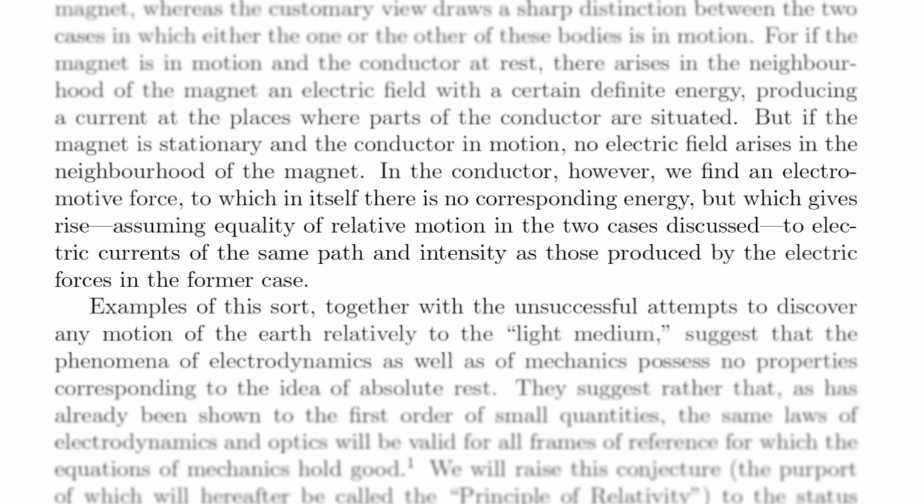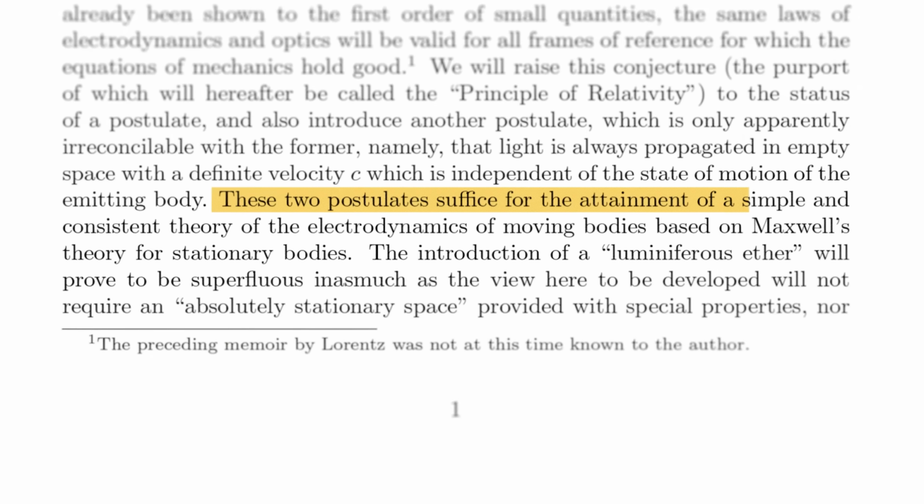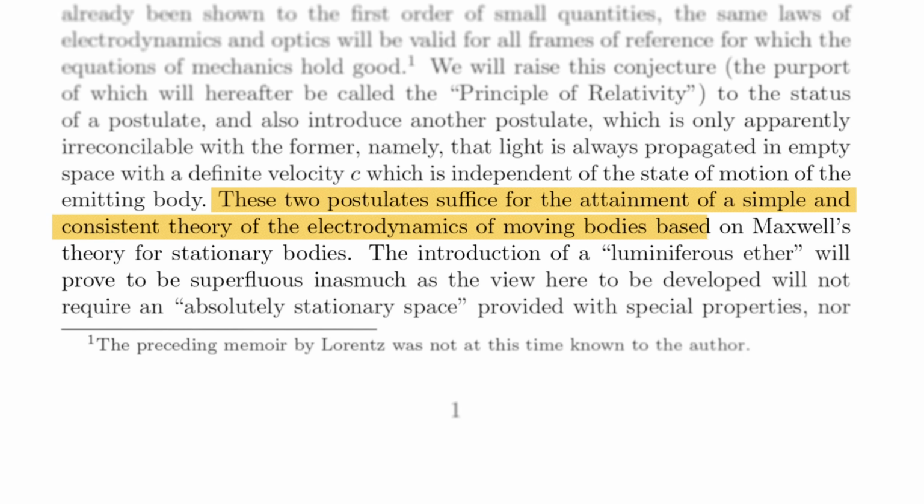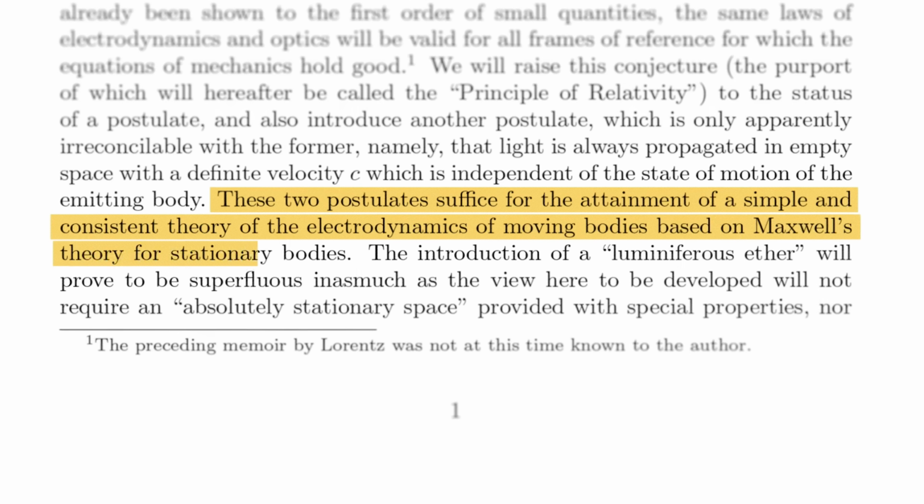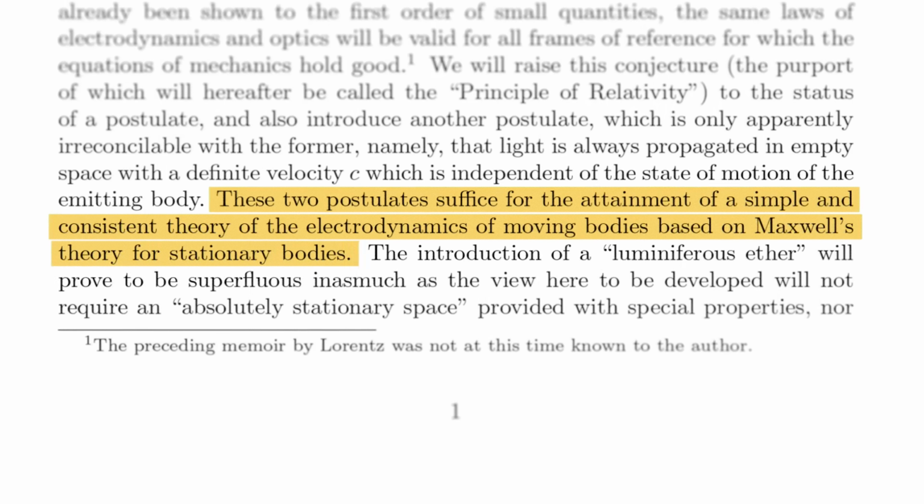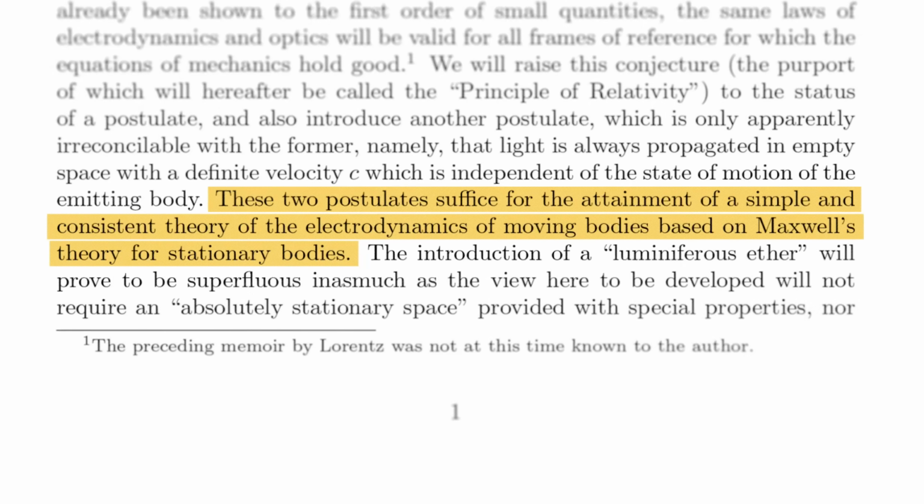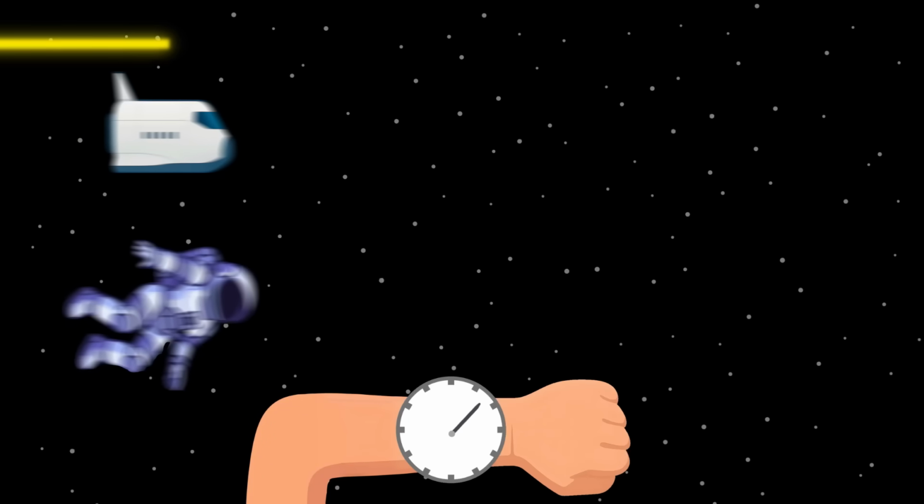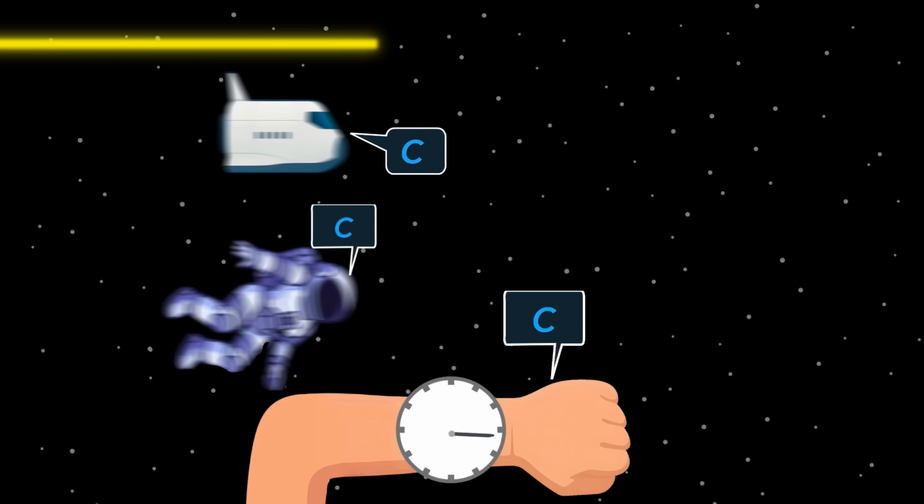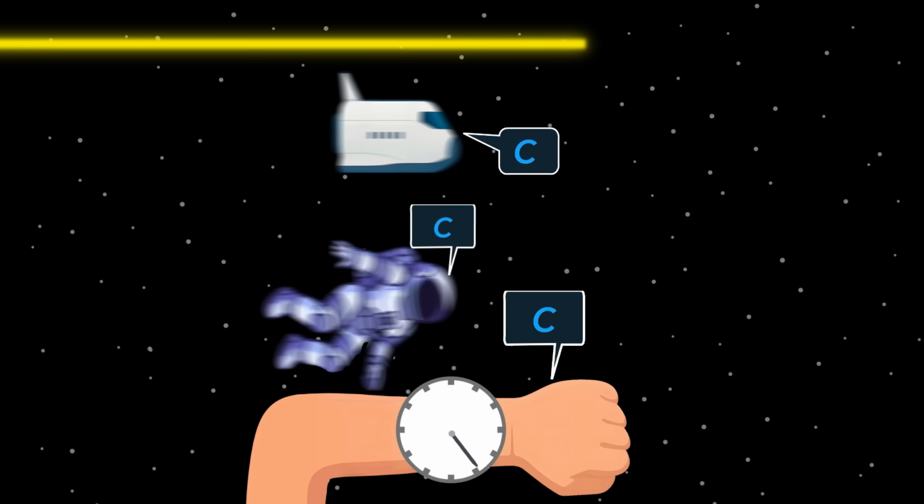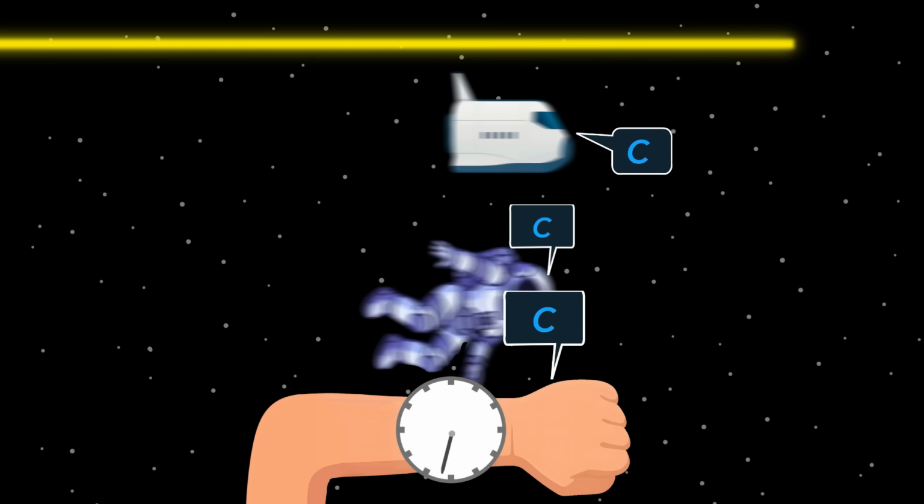But Einstein, why? Why does our universe behave this way? And Einstein says, well, let's look at what he actually wrote. Here, he writes, these two postulates suffice for the attainment of a simple and consistent theory of the electrodynamics of moving bodies, based on Maxwell's theory for stationary bodies. So basically, Einstein says, speed of light is the same for all, and space and time are relative, and that's that. There is no deeper explanation.